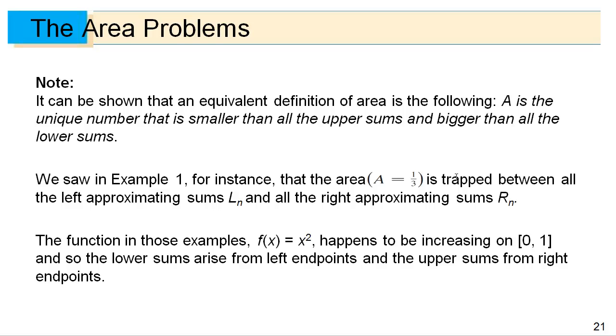Okay, so this is just some verbiage talking about how this all works, right? That if A is the unique number that is smaller than the upper sums and bigger than all the lower sums, then we can find that area. We know that it's trapped in between those two, and we see that those two limits, the left and the right, end up approaching each other, and it's kind of like that squeeze theorem idea, that because it's squeezed between these two things, we know that it has to approach that same number, and we can actually find that area that is between those two approximations.